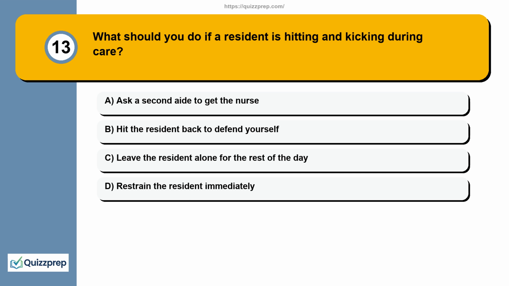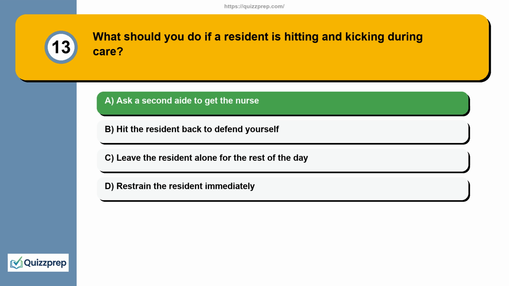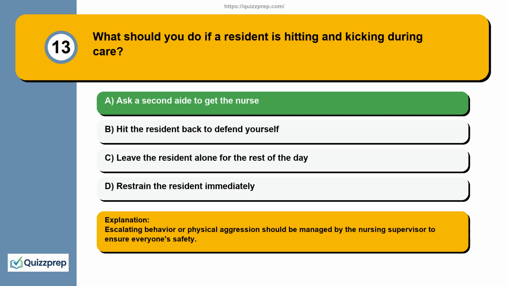Question 13. What should you do if a resident is hitting and kicking during care? Ask a second aide to get the nurse. Hit the resident back to defend yourself. Leave the resident alone for the rest of the day. Restrain the resident immediately. Escalating behavior or physical aggression should be managed by the nursing supervisor to ensure everyone's safety.